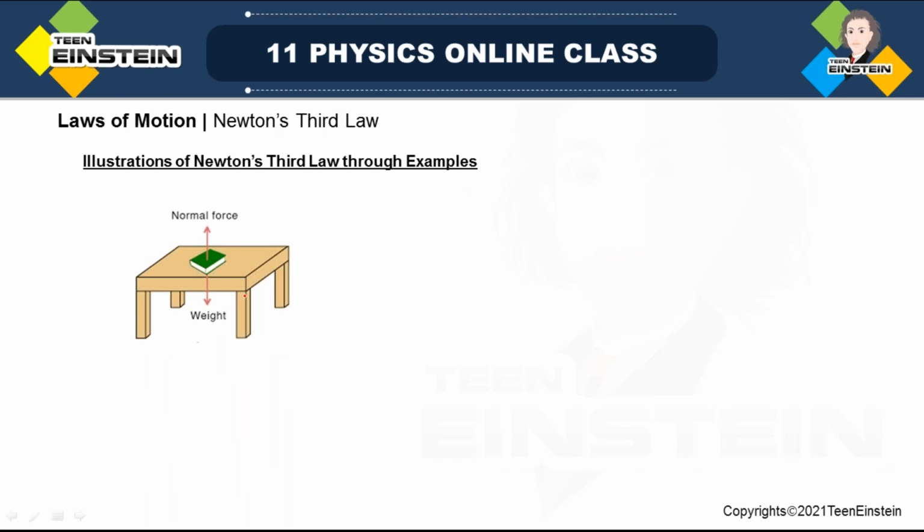I'll take up the first example. This is a very common example. Our books, we are just reading our books and dumping them on the table. Suppose such a book is resting on the tabletop, as you can see here. What is action and reaction over here, according to Newton's third law? When you keep it on the tabletop, the weight is always acting in the downward direction, along the direction of the gravitational acceleration. You can see that this is W, weight.